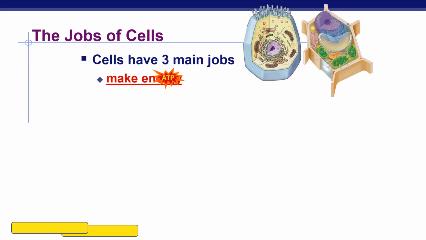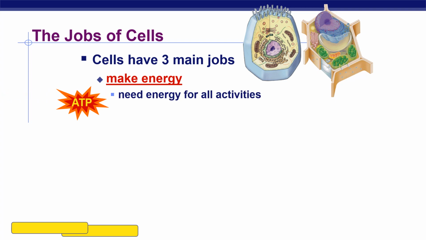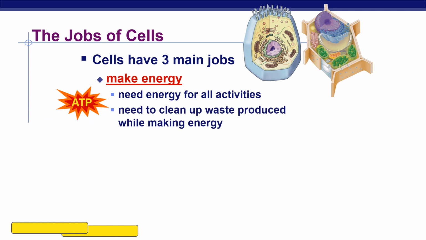First, it makes energy. This energy is what we call the adenosine triphosphate. So we are going to discuss later what particular organelle of the cell is responsible for converting our food into what we call energy, the adenosine triphosphate. Cells need energy for all activities. You need energy for all your activities. We need energy for all our activities.